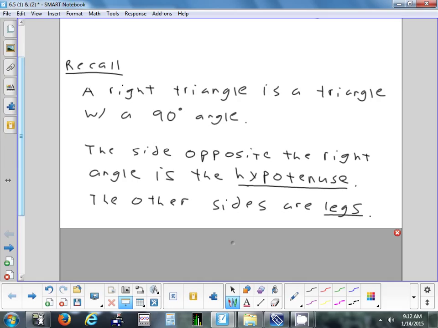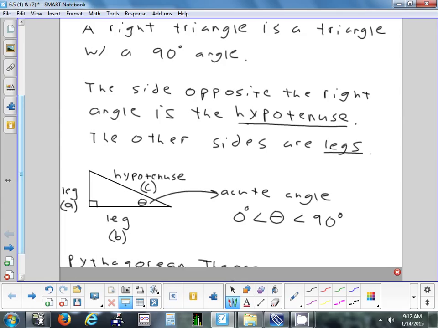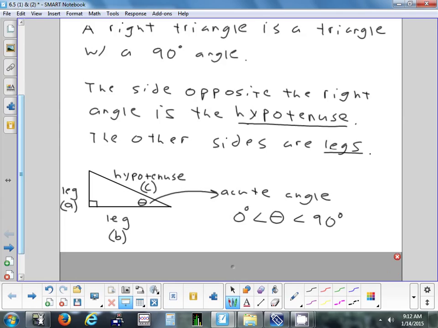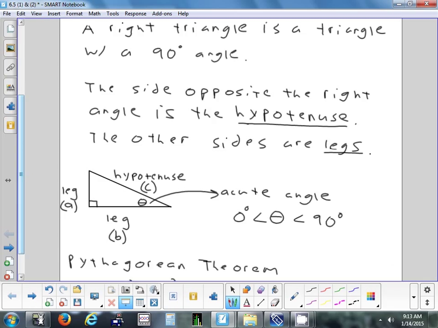The side that's across from your right angle, that's the hypotenuse. The two other sides in a right triangle, those are the legs. So here's a diagram. I've labeled the sides using A, B, and C, because when you see the Pythagorean theorem in a second, those are the letters we generally use in that theorem. But you could use X, Y, Z. It doesn't really matter.